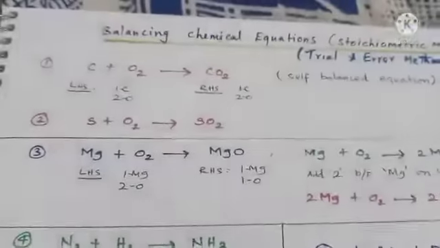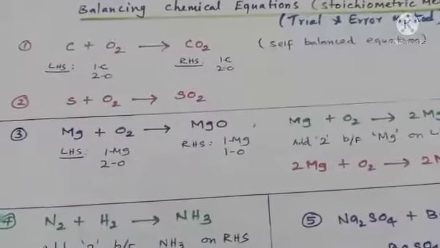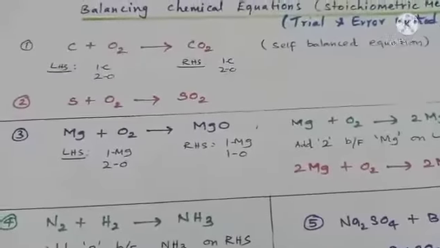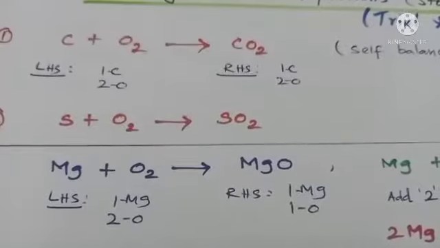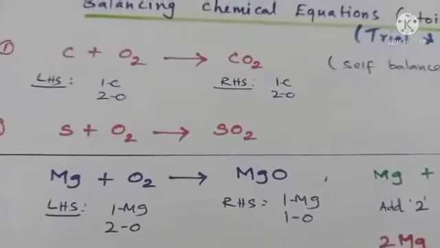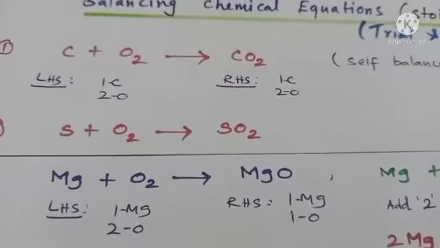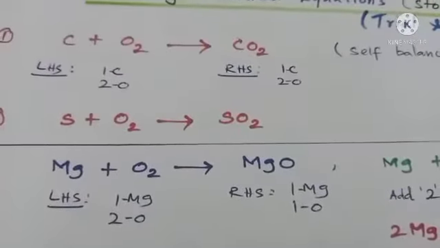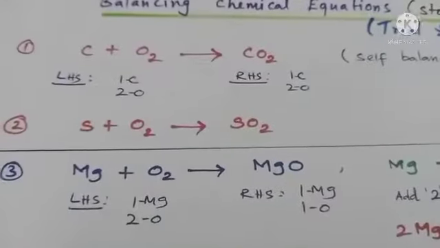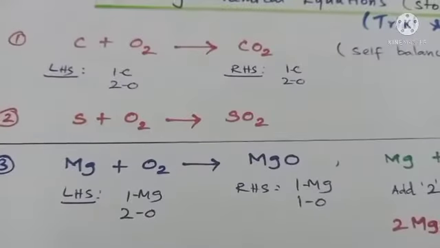C plus O2 gives CO2. Carbon reacts with oxygen, giving carbon dioxide. The formula of carbon is C, oxygen is O2, and carbon dioxide is CO2. Now look at the left hand side of the equation. There is one carbon atom and two oxygen atoms, isn't it? Whereas on the right hand side, one carbon and two oxygen atoms. So this equation is already balanced.